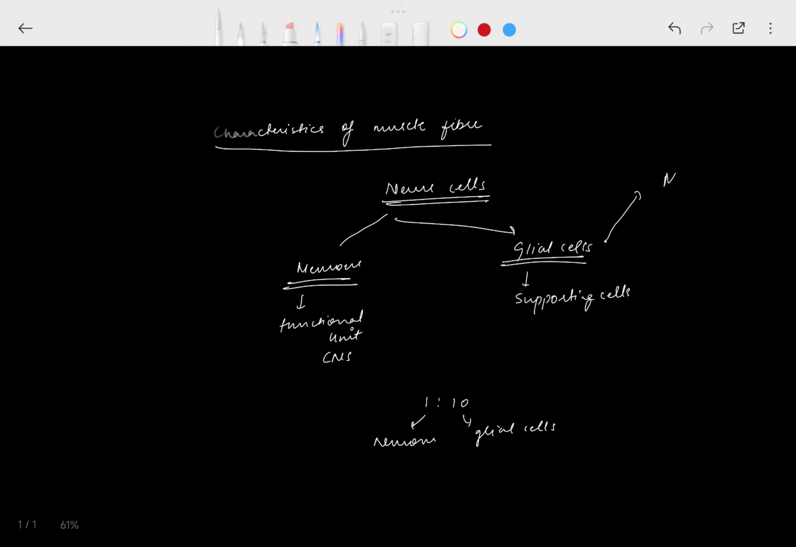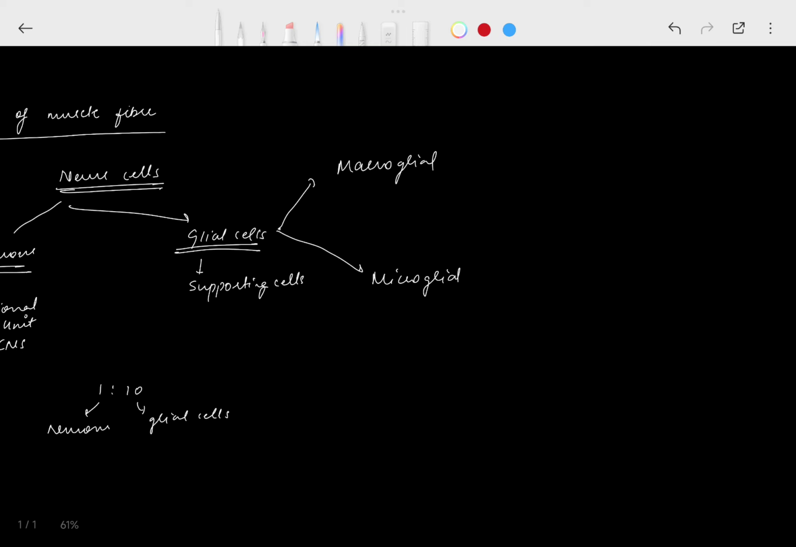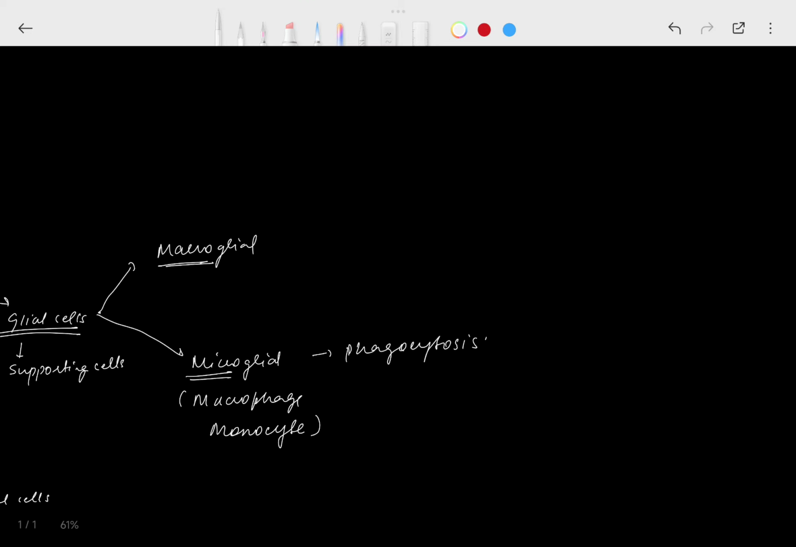Glial cells: we have macroglial cells and microglial cells, based on size. Micro means small in size, macro means large in size. Microglial cells are derived from macrophage monocytes, and they do the work of phagocytosis.